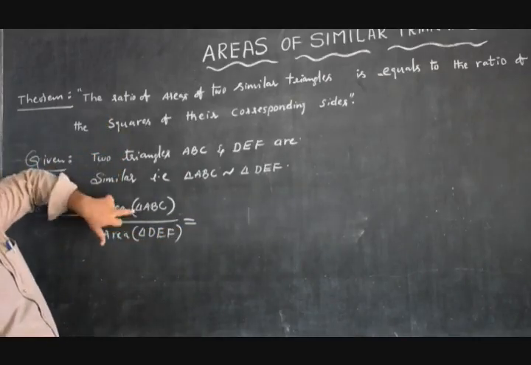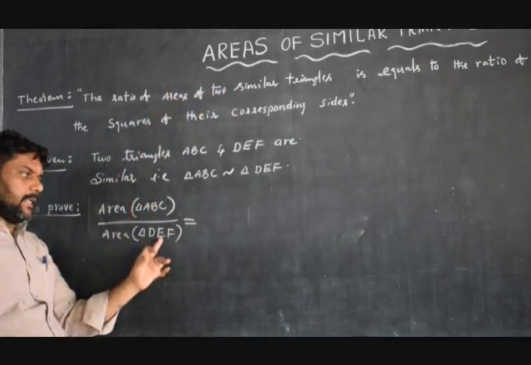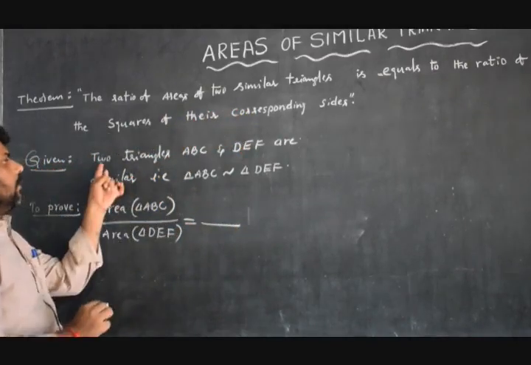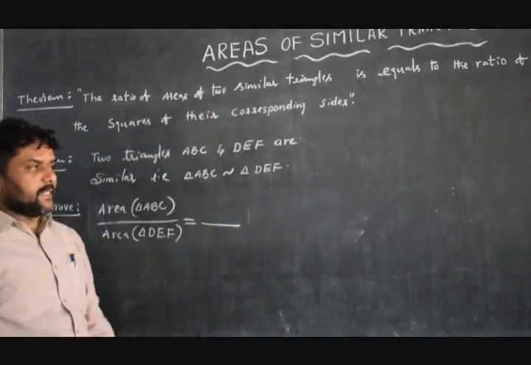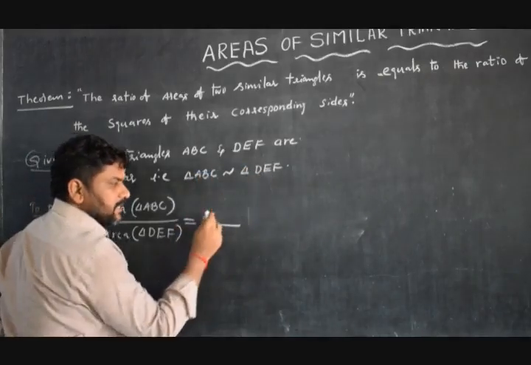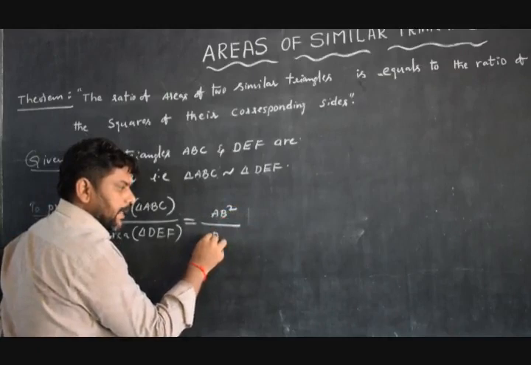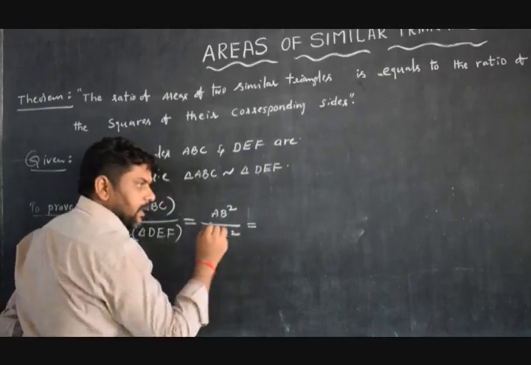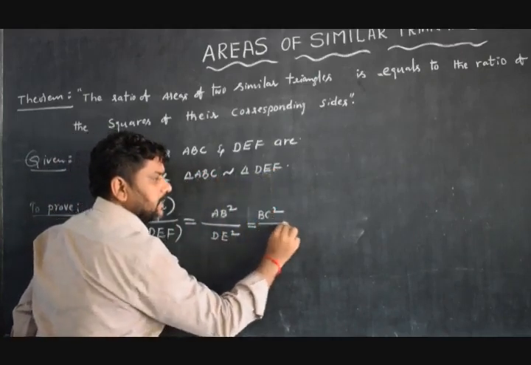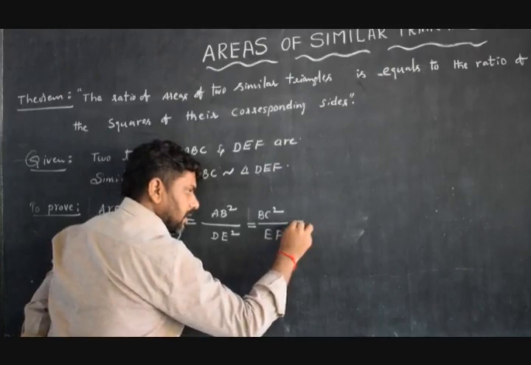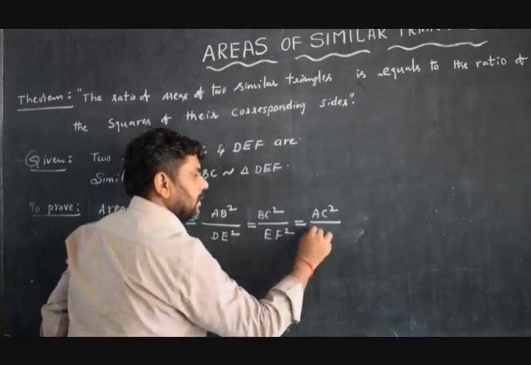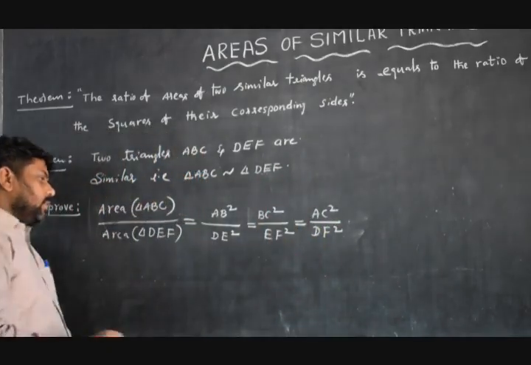The ratio of areas of two similar triangles is equal to the ratio of the squares of their corresponding sides. See here, we can take the corresponding sides in this way. AB corresponding is DE, so AB square by DE square, which is equal to BC square by EF square, since BC corresponds to EF, which is equal to AC square by DF square. So this is what we have to prove.